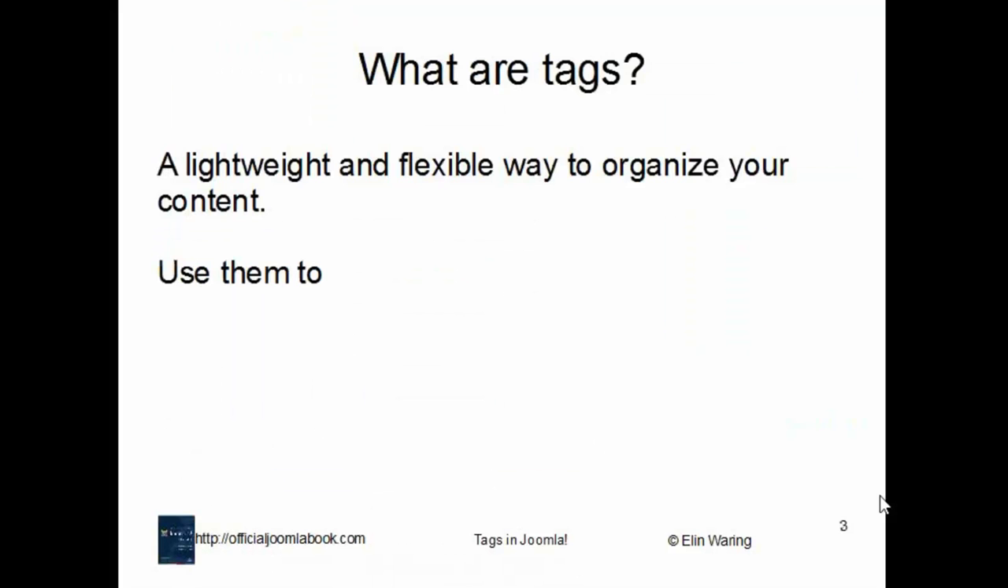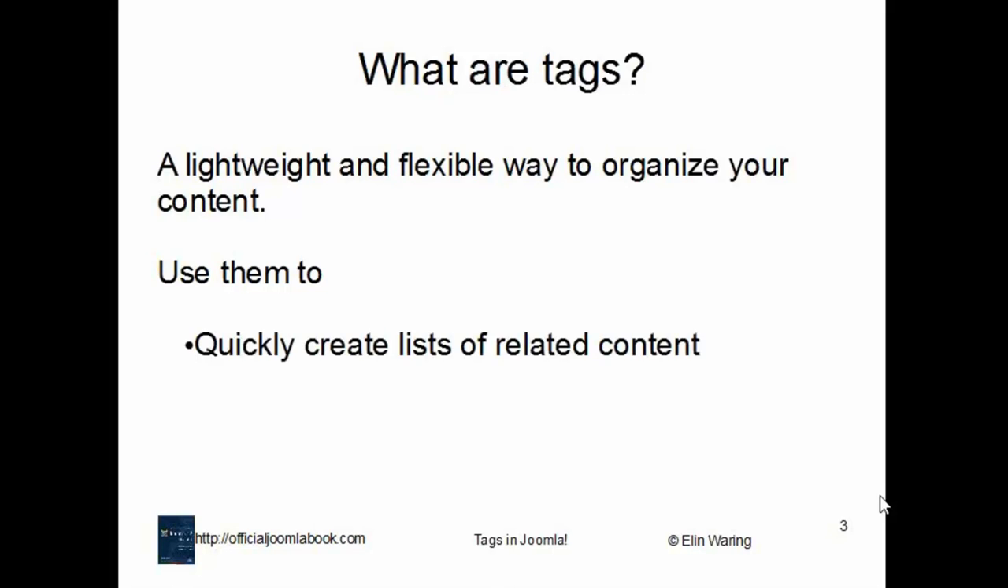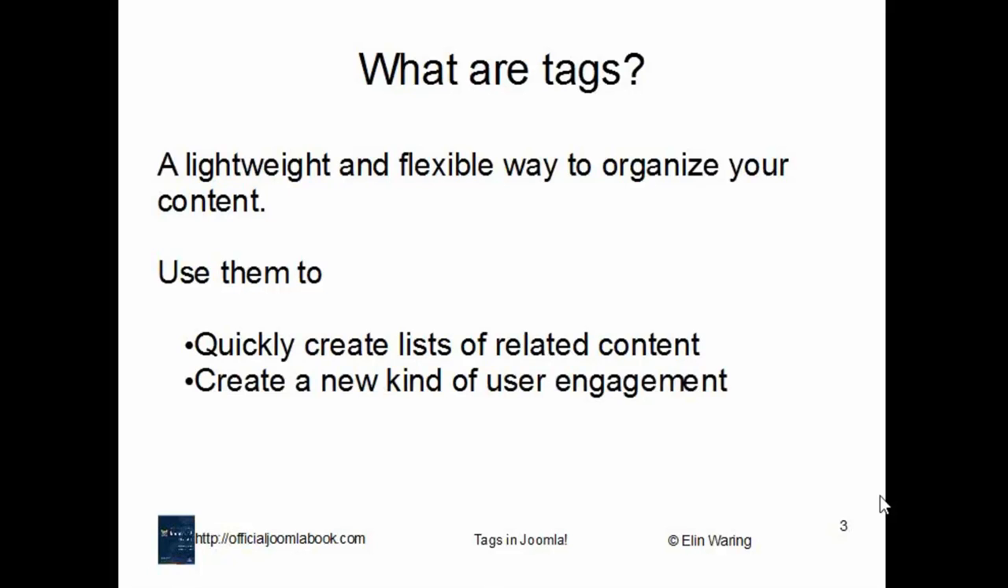So tags are basically, in Joomla, a lightweight, flexible way to organize your content. It's a new way of organizing your content that's different than what we've traditionally had in Joomla, which has been categories. And you could use them in many different ways. We don't just have one idea of how to use tags. So you could use them to quickly create lists of related content in a very flexible manner outside of the category structure.